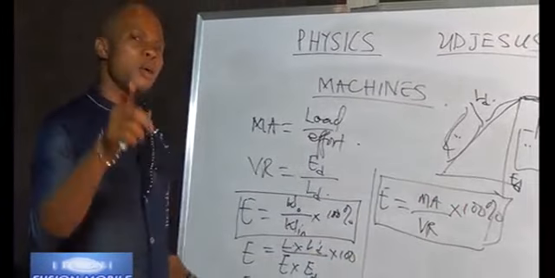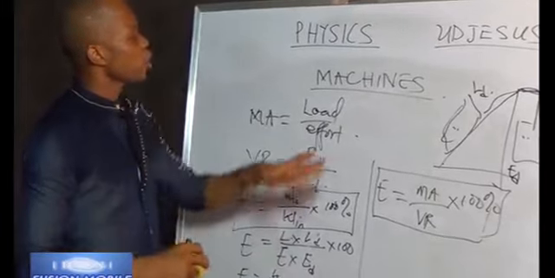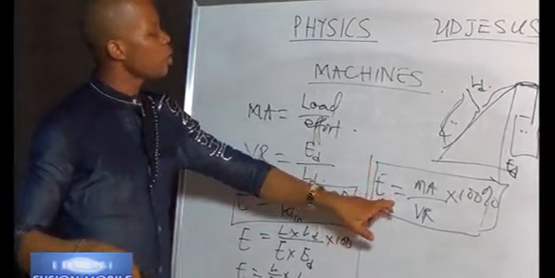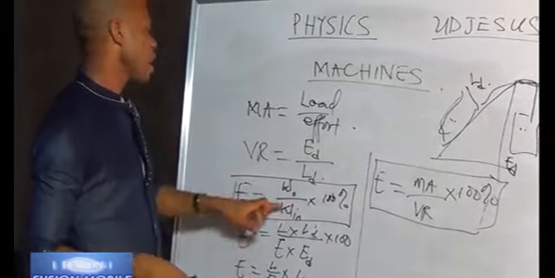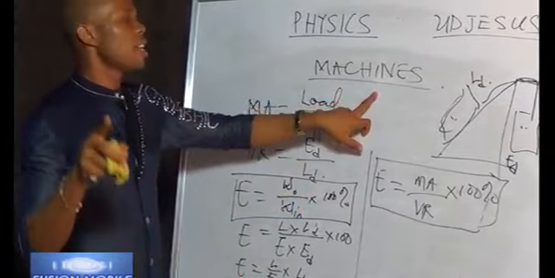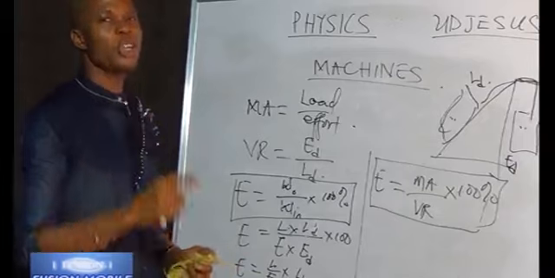My dear, I would like you to do me a favor. Go down now and write 20 examples of machines for me and be able to manipulate these things in calculations immediately. Thank you, and meet me in the next topic that we are heading on to now, which is current electricity.